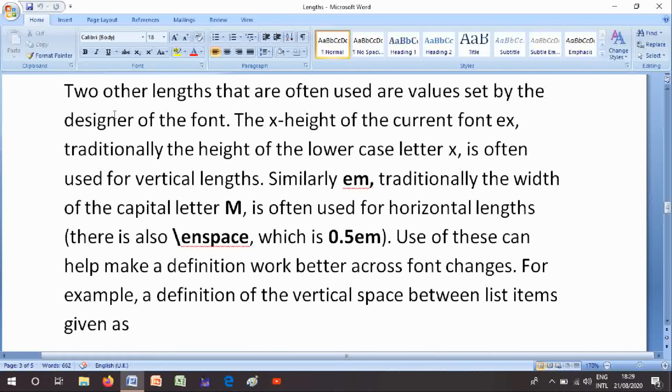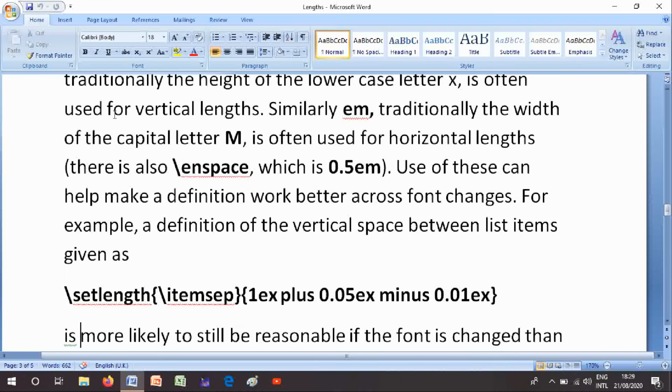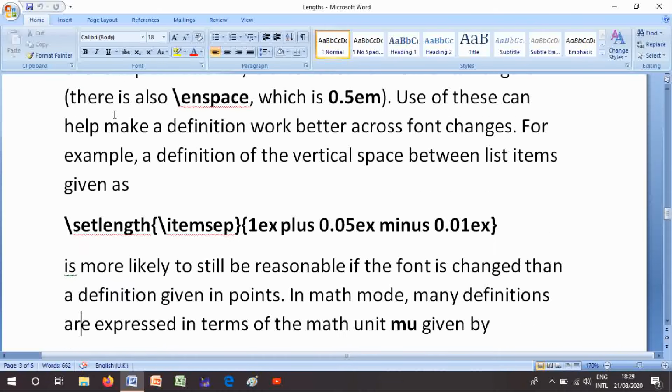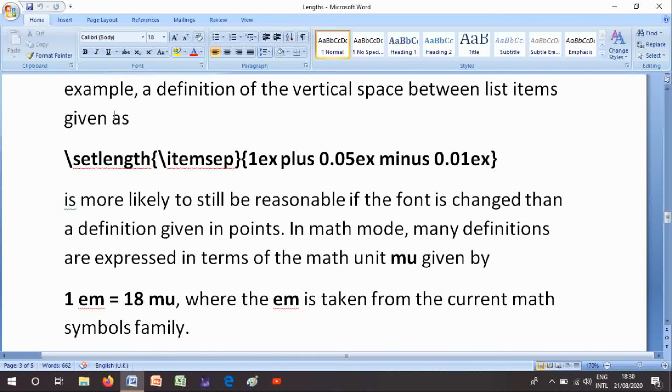Use of these can help make our definitions work better across font changes. For example, a definition of the vertical space between list items given as \setlength{\topsep}{1 ex plus 0.05 ex minus 0.01 ex} is more likely to still be reasonable if the font is changed than a definition given in points. In math mode, many definitions are expressed in terms of the math unit mu, given by 1 em is equal to 18 mu, where the em is taken from the current math symbols family.